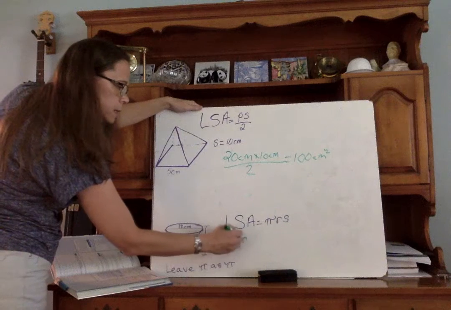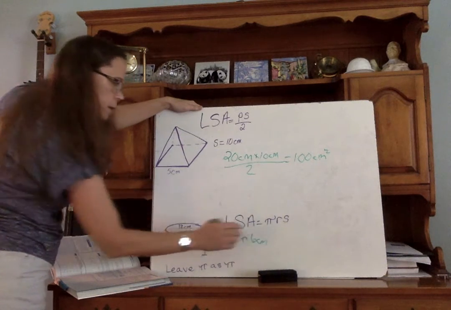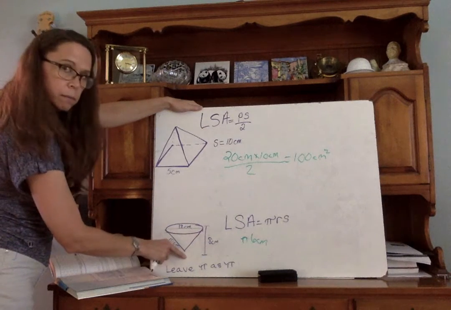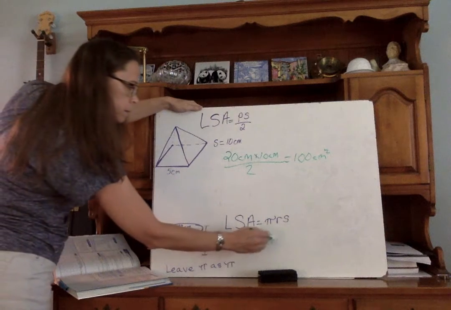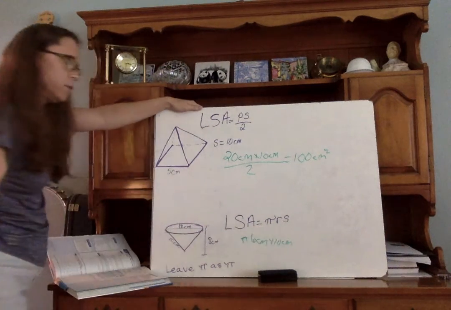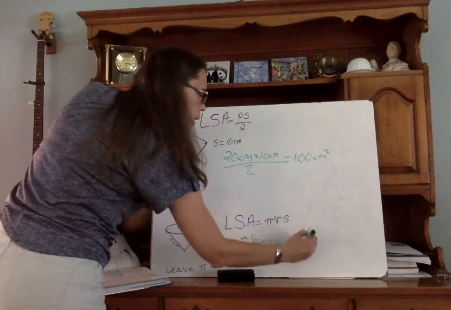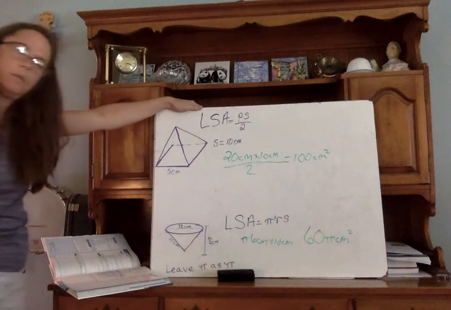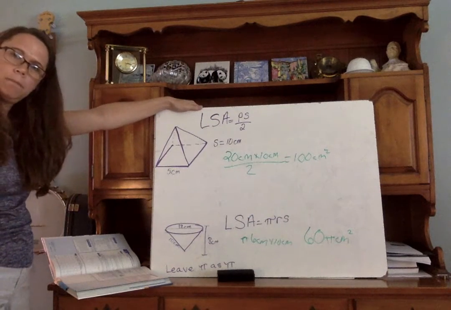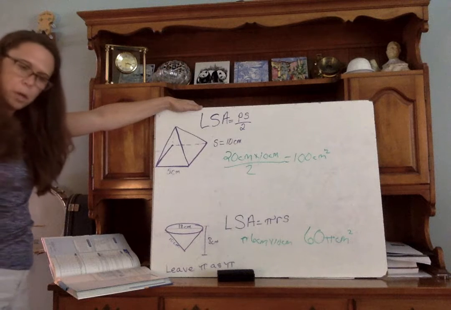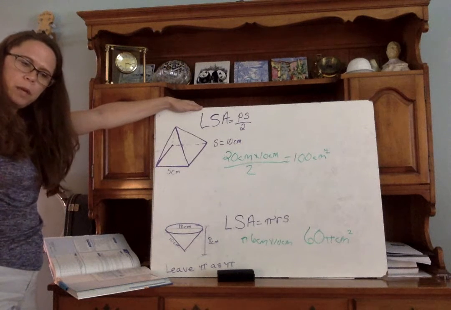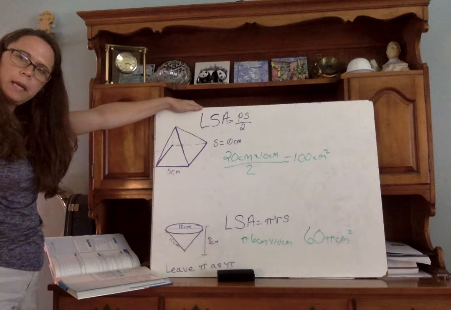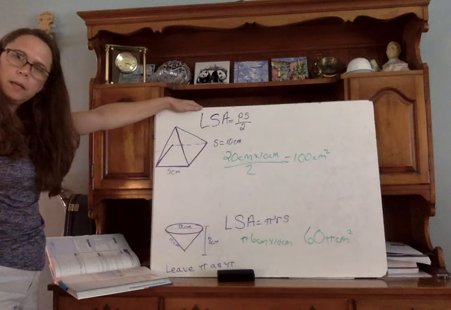So pi times 6 centimeters. For S, make sure you do not use this height. We're talking about the slant height. Slant height, 10 centimeters. So the lateral surface area of this cone, we should get 60 pi centimeters squared. On your practice set, guys, I would like for you to try to do C and D. Pause your video, complete that in your notebook, and then start it back up again so you can check your work.